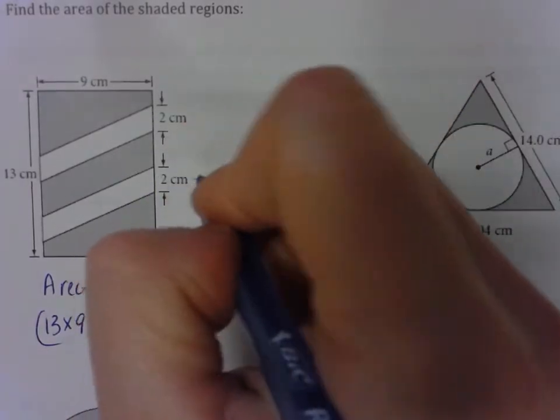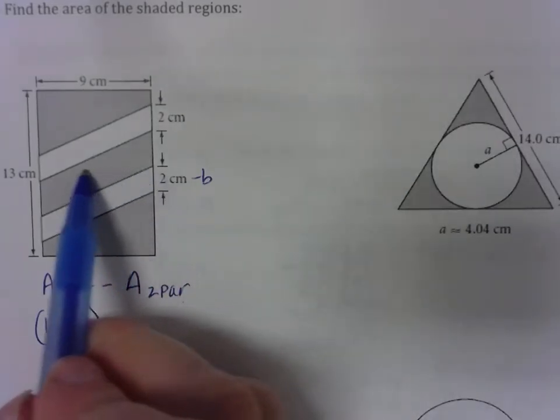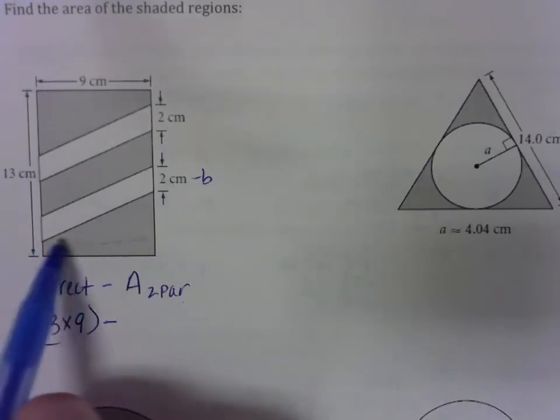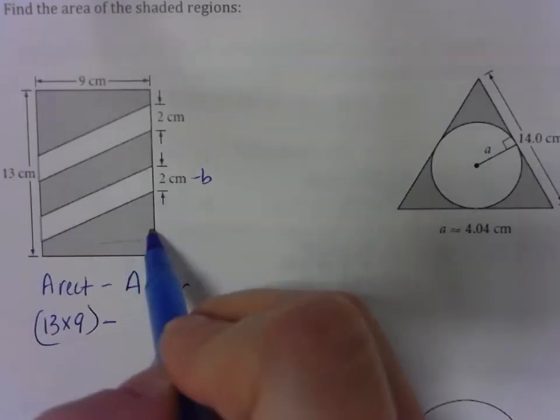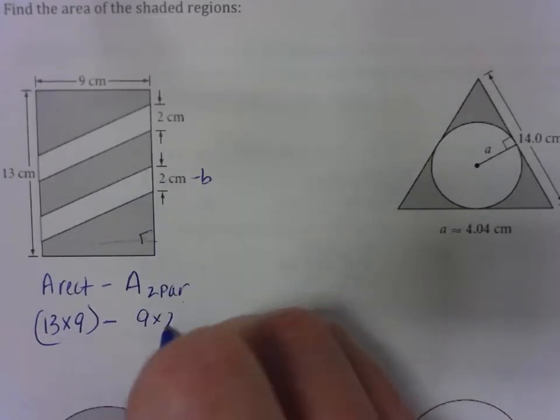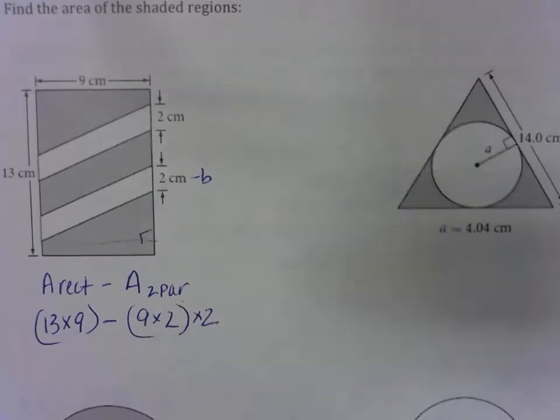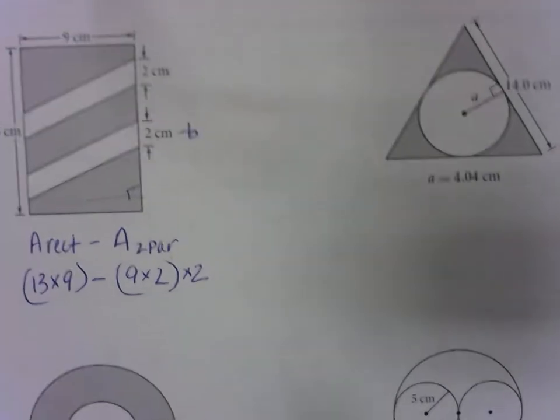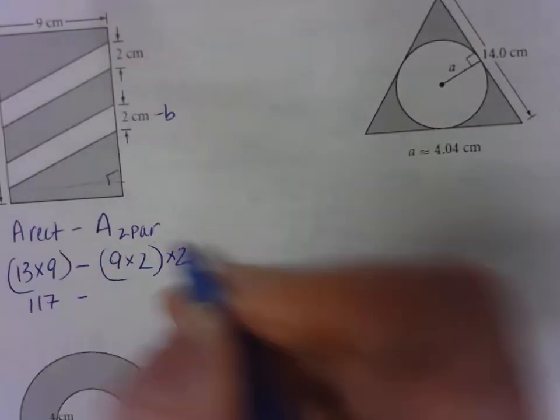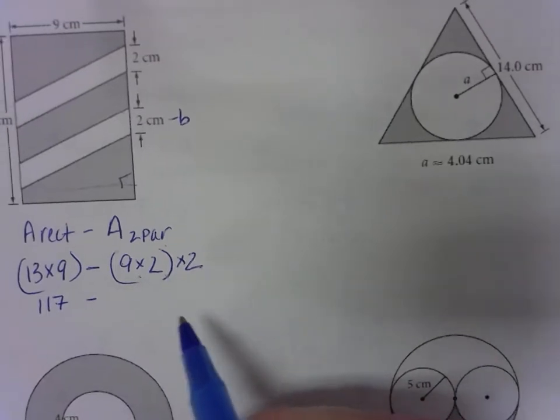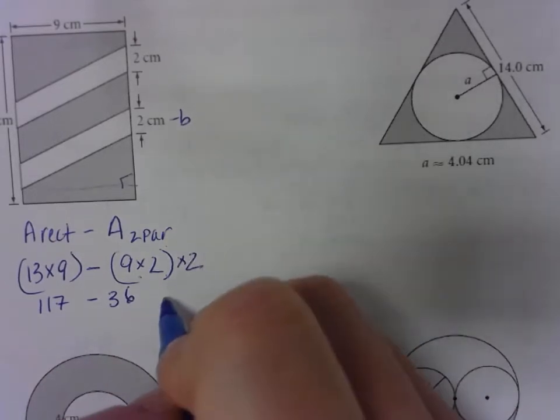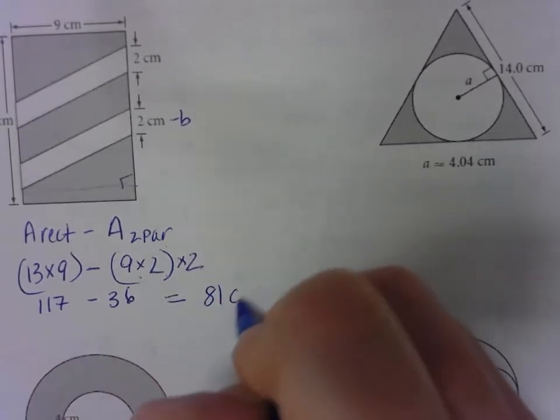So this is the base for one of the parallelograms, and remember, the height is the perpendicular distance between the bases. So the area of one of those is 9 times 2. But remember, we've got 2 of them. So 13 times 9 is 117. And then 9 times 2 times 2, because there's 2 parallelograms, is 36. So when you subtract those, you get 81 centimeters squared.